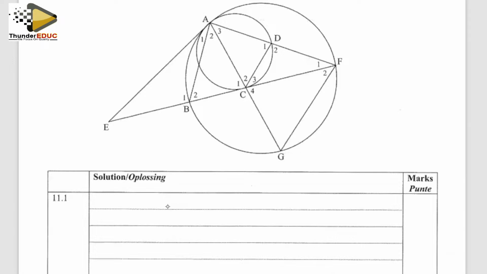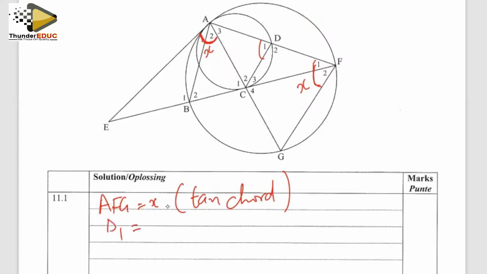So EAG, in other words, the whole of this is x. So for the other angles, since this is a tangent, the whole of this must also be x. So I'll say AFG is equal to x. That is the tan chord. Then the other one, I'll say D1 is also x. Since that is x, this must also be x. D1 is x. That is also a tan chord.